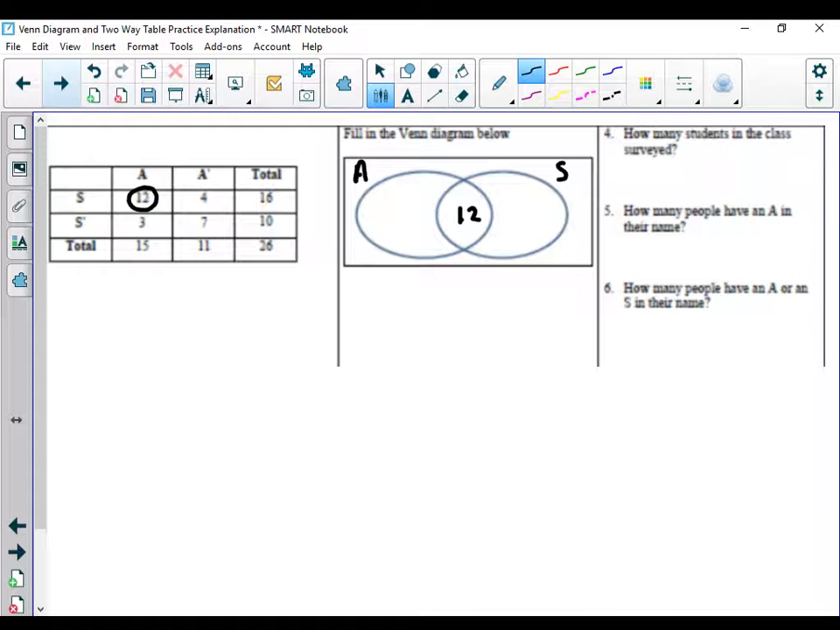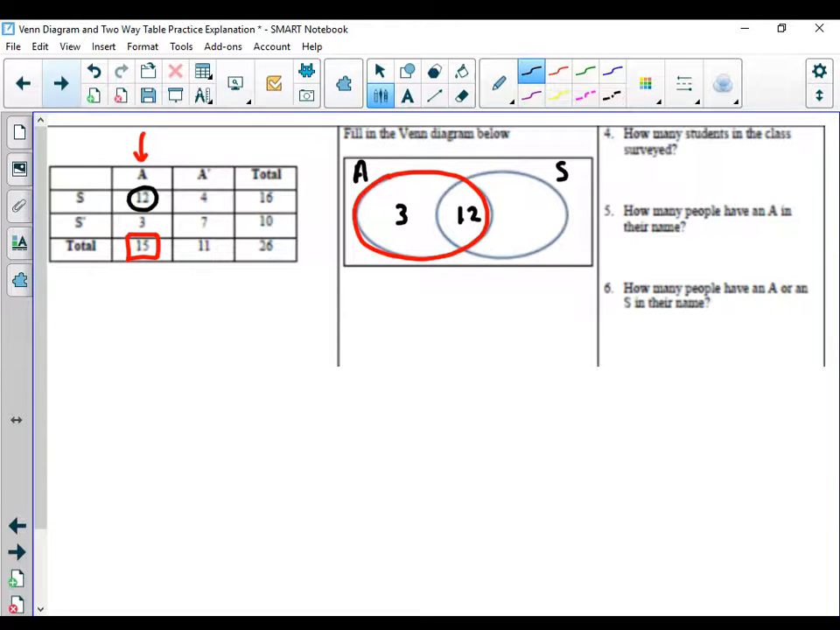Now I'm going to focus on one circle at a time. So let's focus on the A circle. Well, the A circle should include all of the ones that had A in their name, or in other words, everything in this column. Well, the total there was 15. However, I've already got 12 of those. So I know that leaves me with 3 more that I need to fill in there.